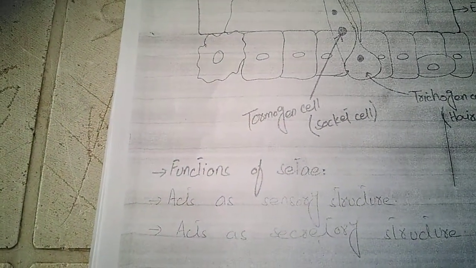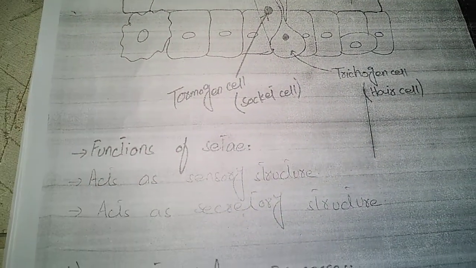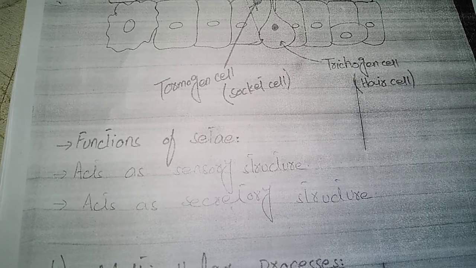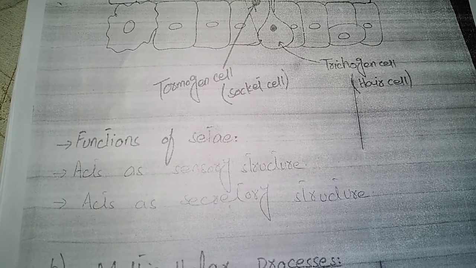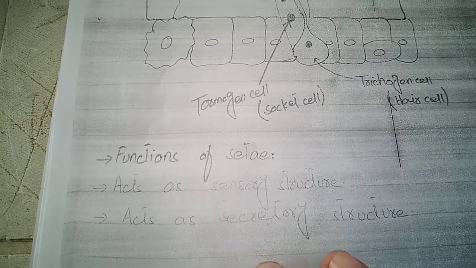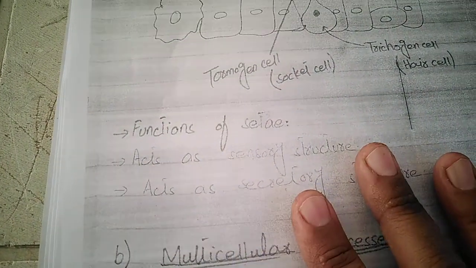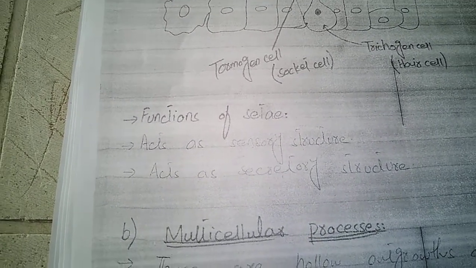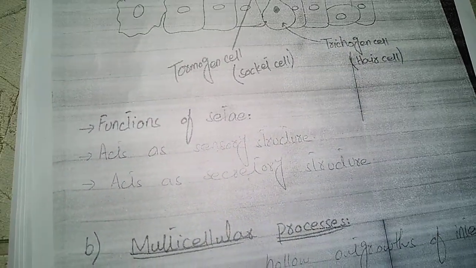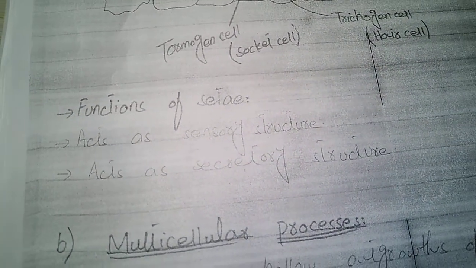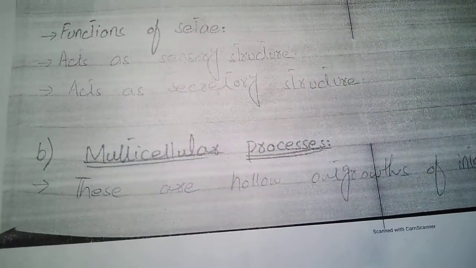Now, what are the functions of the setae? If setae are present, then what is their function in the insect body? They act as sensory structures, and they act as secretory structures. It means they are involved in the perception of tactile stimulus, as well as in the release of some kind of secretions, which may be either hormones or any other kind of secretion.